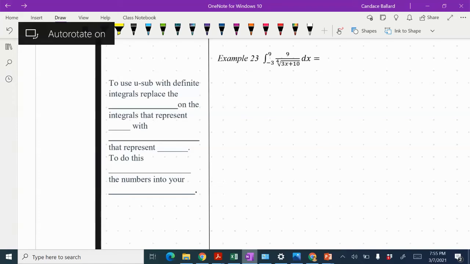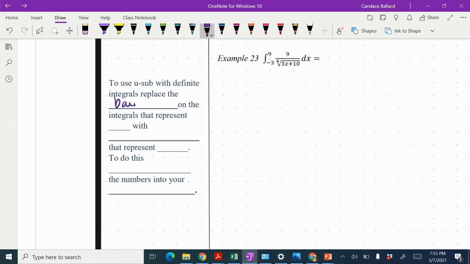In this video, we're going to continue topic 6.9, which was about u substitution. We're going to look at this left-hand column first. To use a u substitution with definite integrals, replace the bounds on the integral that represent x with new bounds that represent u, sorry, not x, u. To do this, substitute numbers into your u equation.